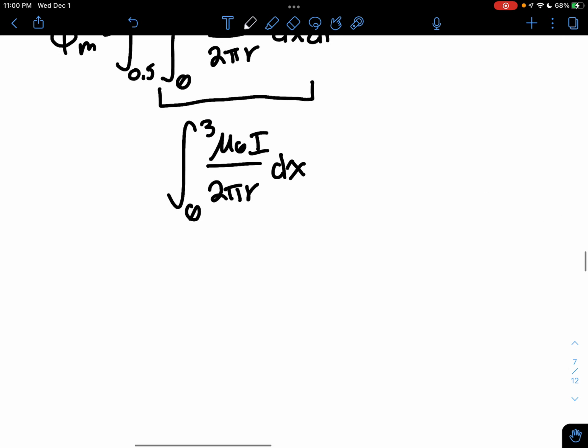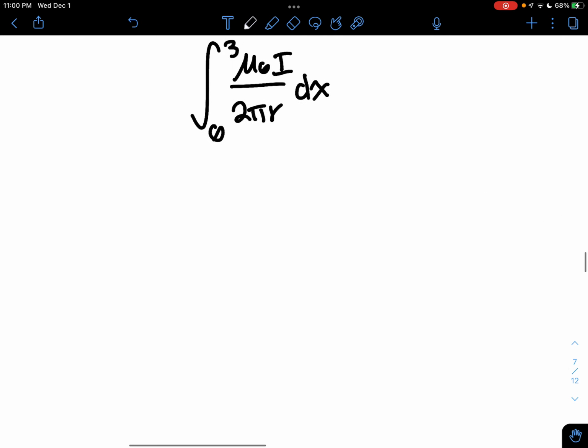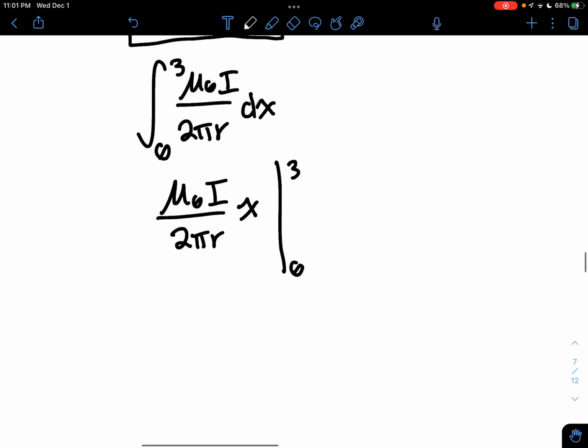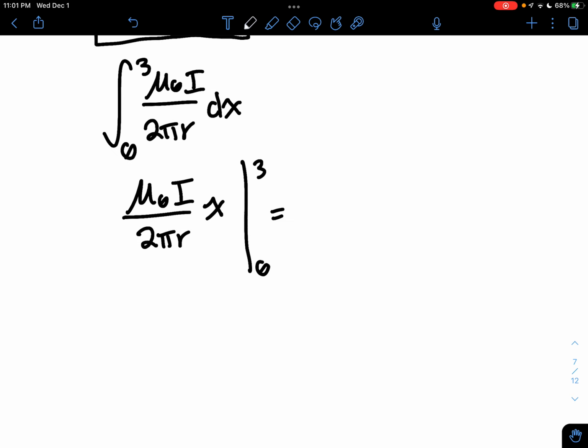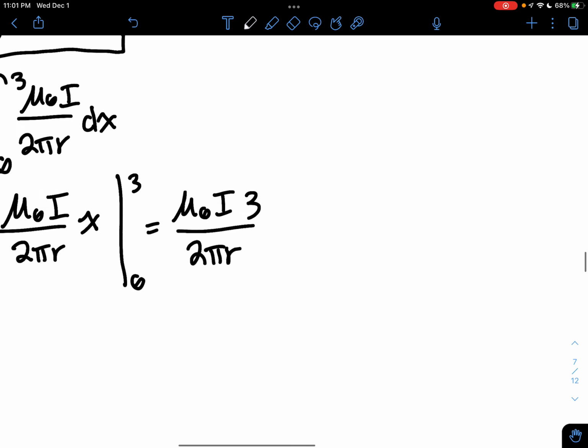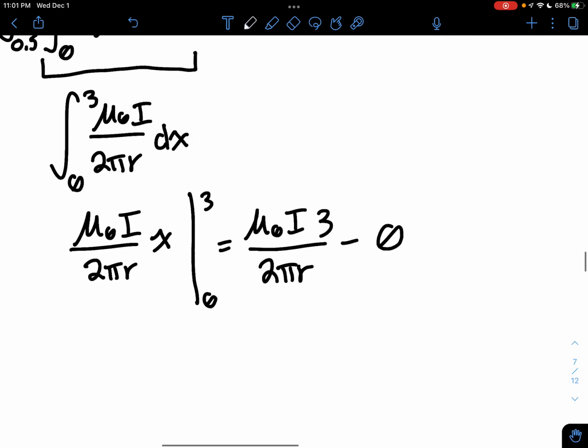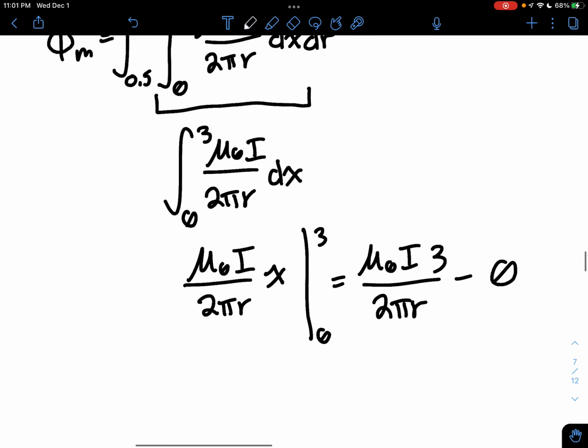So all we're going to do, right, it's independent of our x. So when we integrate, it's just going to be mu naught I over 2 pi r times x evaluated between our bounds, right, equals mu naught I times 3 over 2 pi r minus everything times 0. It's just going to go to 0, right? Now we plug this back in and take the integral with respect to r.